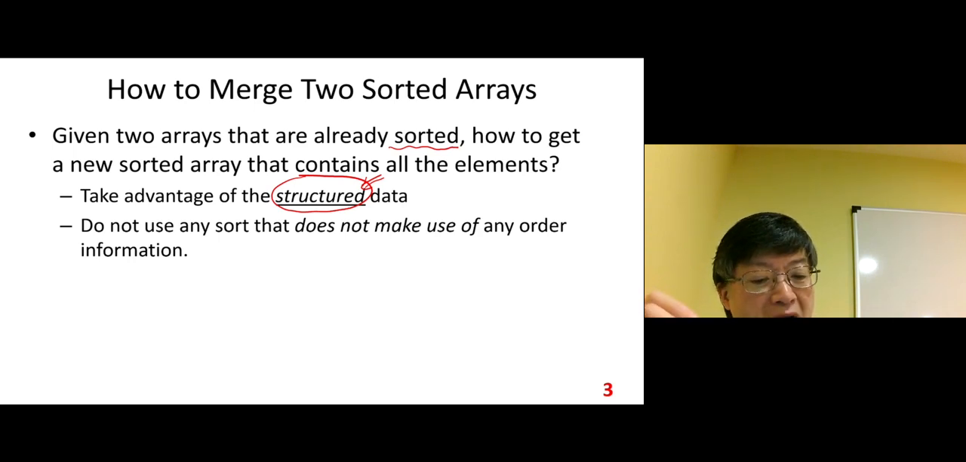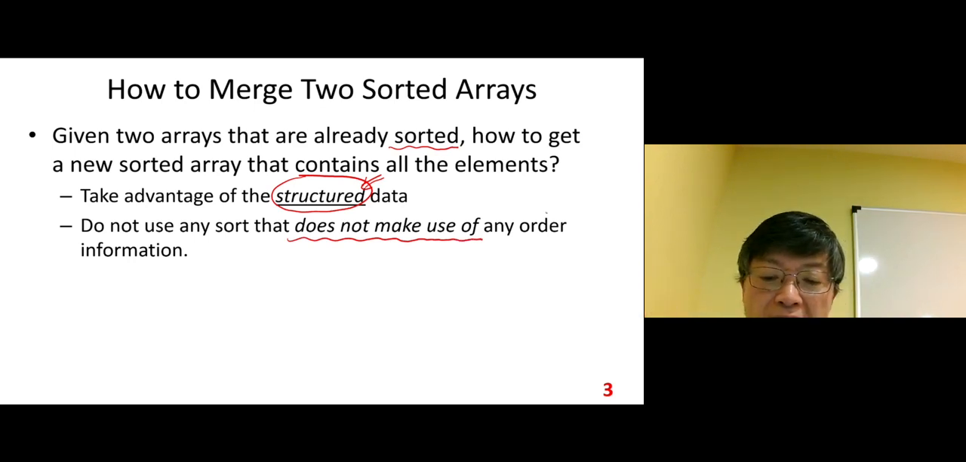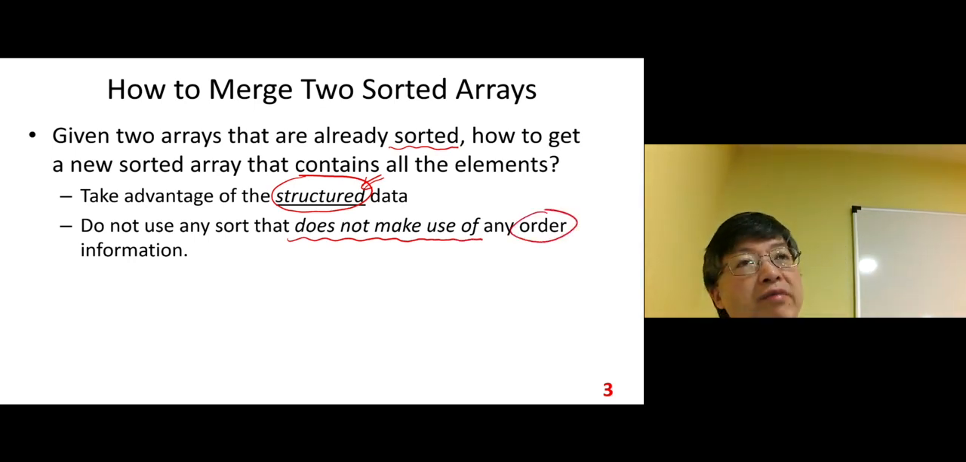So do not use any sort that does not make use of any order information. We have many sorts, and some of them never use any order information, right? So we should not choose those. So let's see the three sorts we have learned so far.